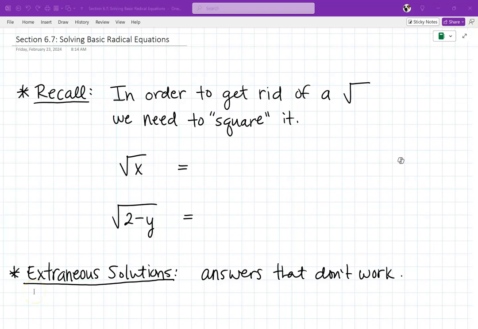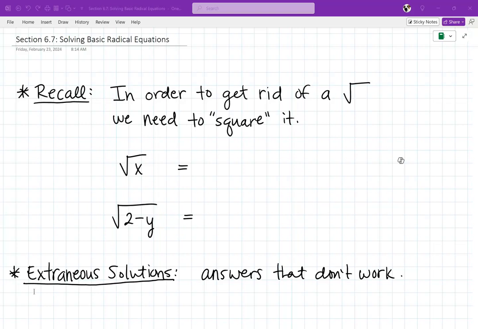All right, so section 6.7 is called solving basic radical equations. They do say basic, meaning these are the easier ones. That means that most likely section 6.8 is solving radical equations that aren't so basic, right? Maybe a little more difficult, a little bit harder to do. So we'll do that on Monday. But for today, we're doing the basic radical equations.